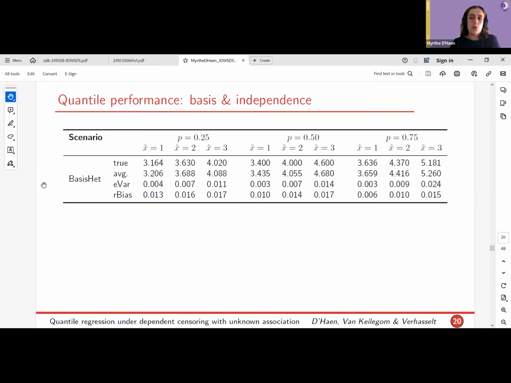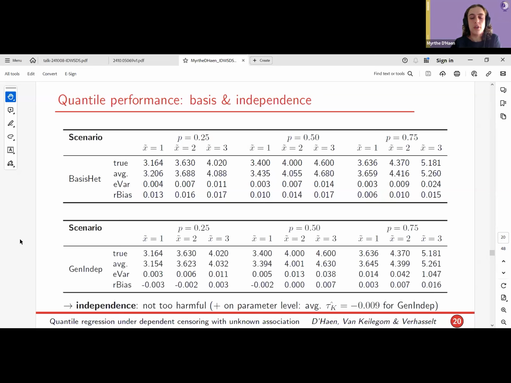So first of all, this is just the basic scenario. I selected some values for the covariate X-tilde, and then some quantile levels, which are just the 3 quartiles here. And as you can see, the estimates get pretty close to the true quantiles. So that's the confirmation that the model with the variable lambda indeed works.